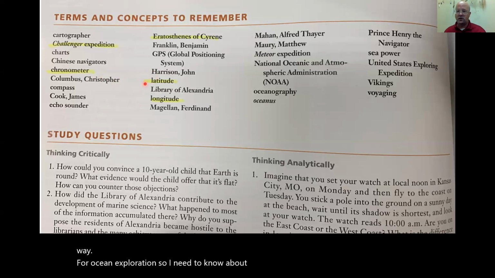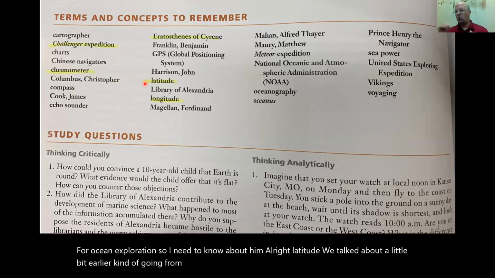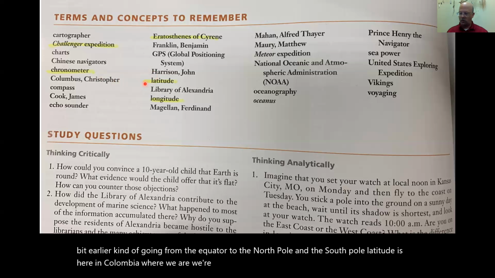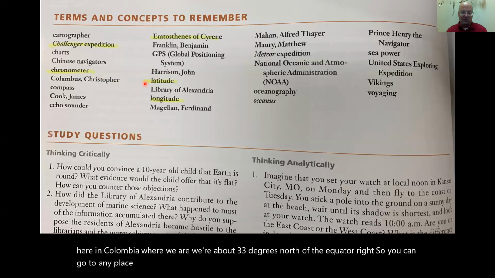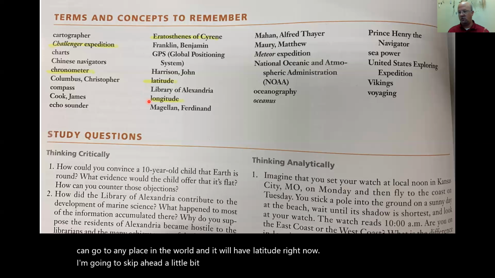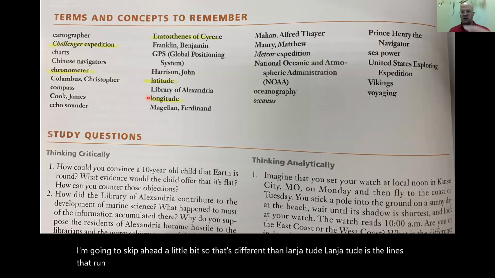All right, latitude, we talked about a little bit earlier, kind of going from the equator to the North Pole and the South Pole. Here in Colombia, where we are, we're about 33 degrees north of the equator, right? So you can go to any place in the world and it'll have a latitude, right? Now, I'm going to skip ahead a little bit. So that's different than longitude. Longitude is the lines that run from the North Pole to the South Pole. So again, latitude, longitude, right?